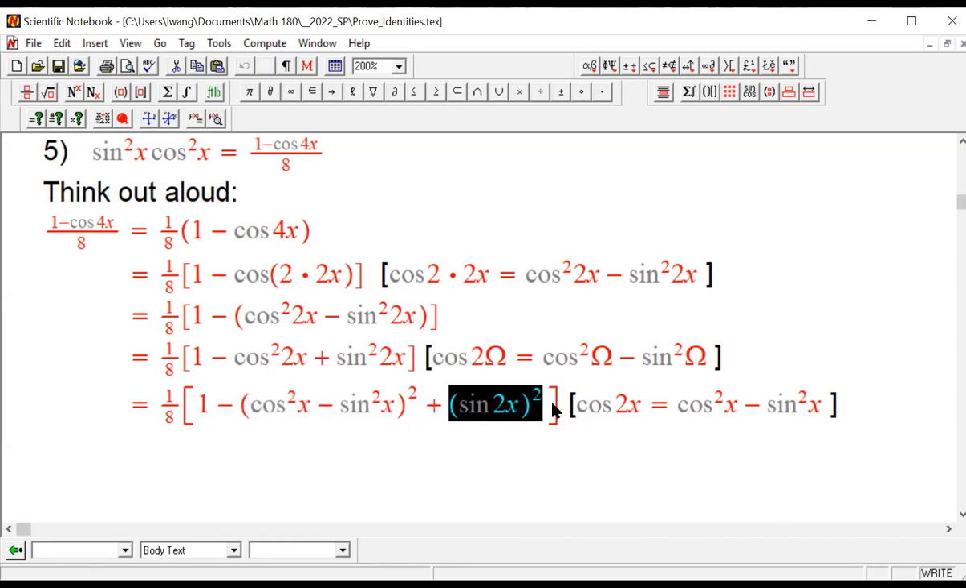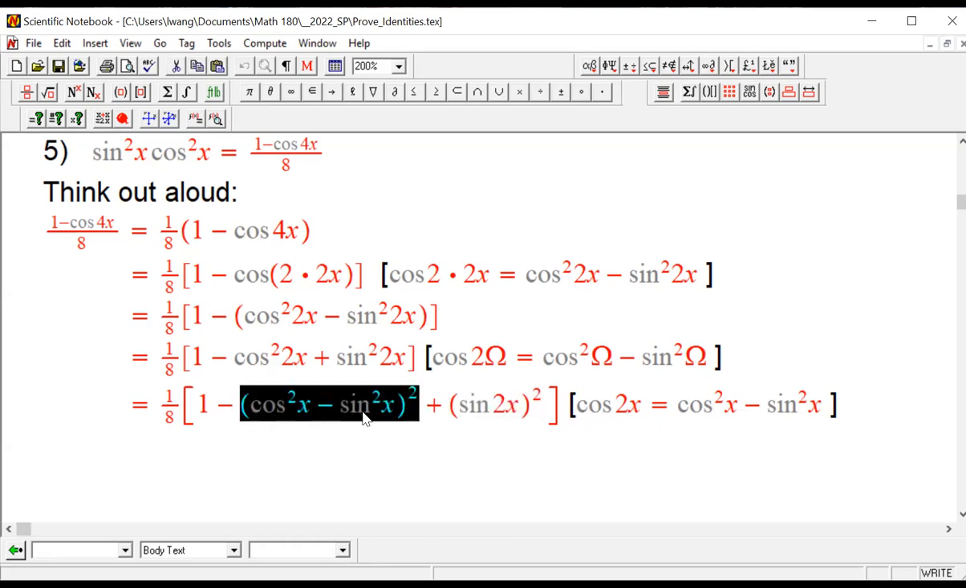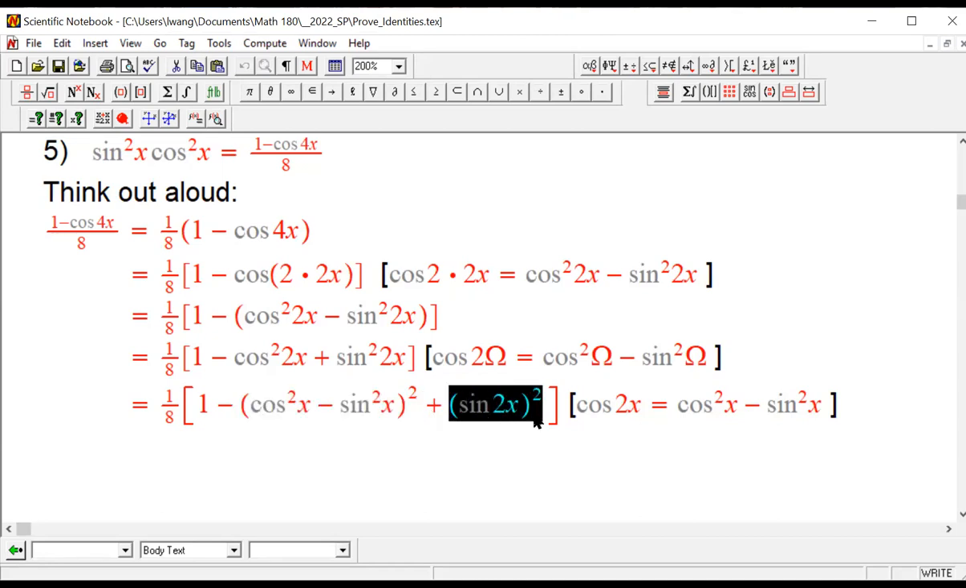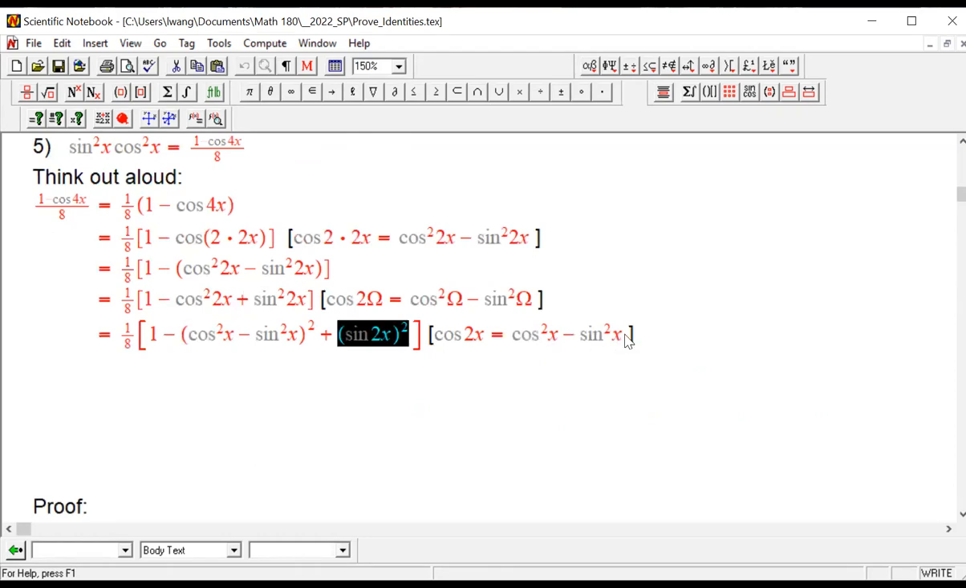How about this piece? We pretty much know what to do with that piece, right? We're gonna do the FOIL. How about this piece? Sine 2x. What is sine 2x? What is sine double angle? Sine 2x is equal to 2 times sine x, cosine x, right? That's a sine double angle. So this piece will be replaced by its equal as well, which is right there.